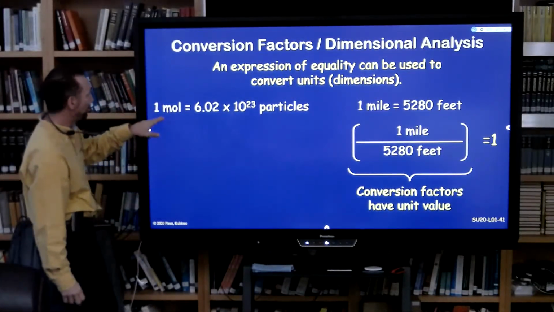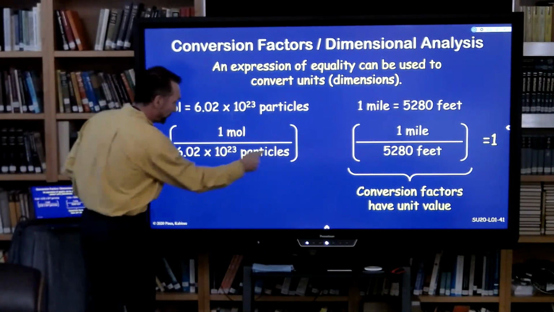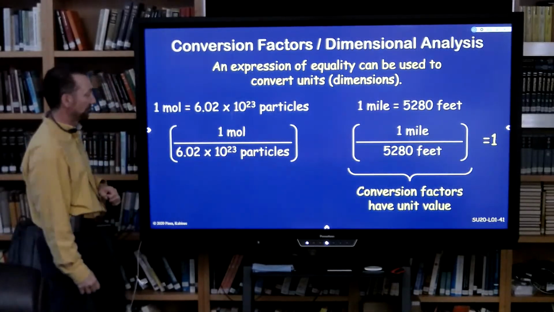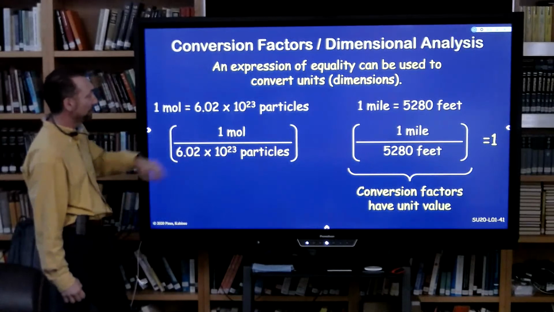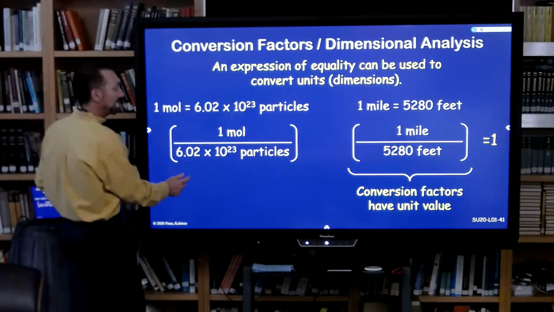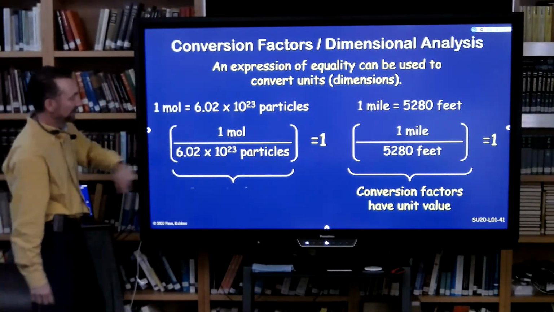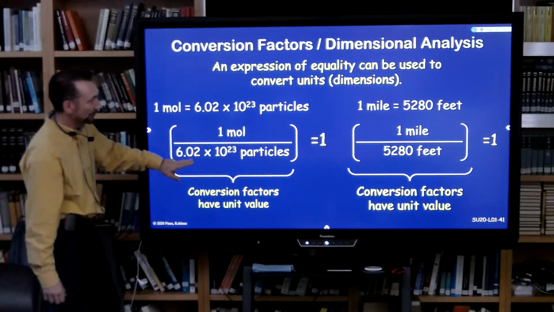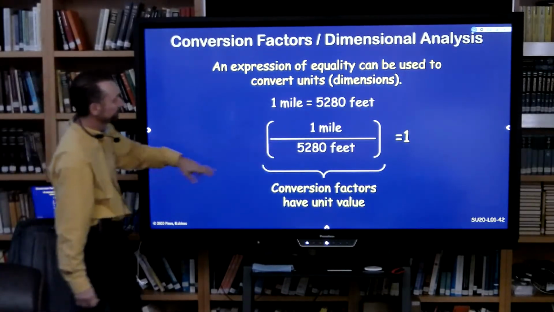We'll do that here with particles. 1 mole of particles is 6.02 times 10 to the 23rd particles. So I can convert between particles and moles, change their unit, by multiplying by this quantity. And I can do that multiplication because the units will cancel when I do the multiplication. So let's look at that multiplication.